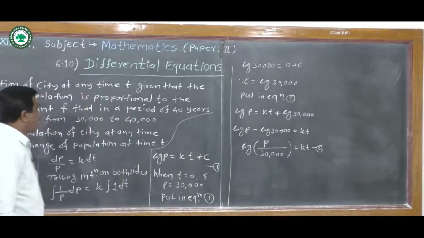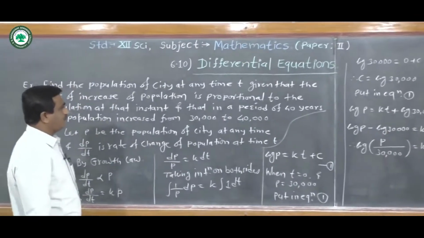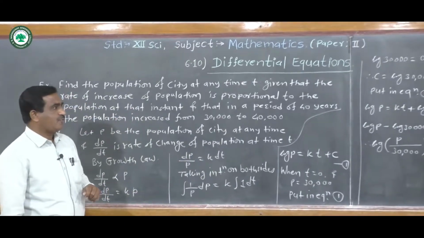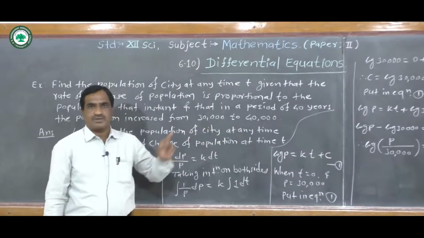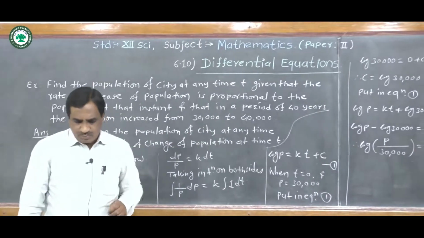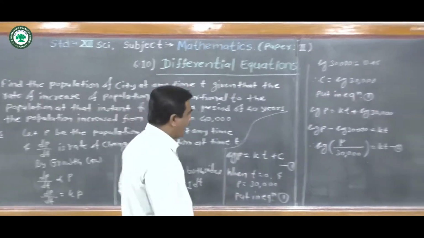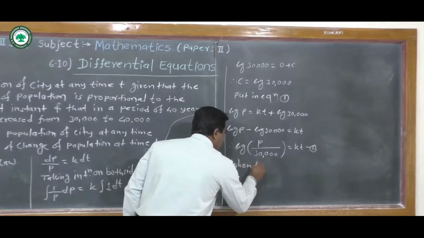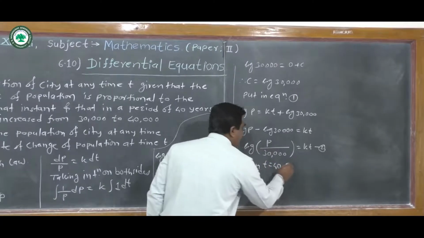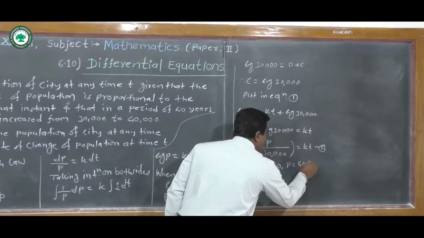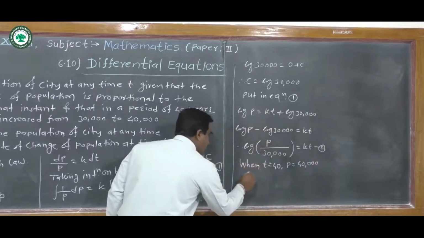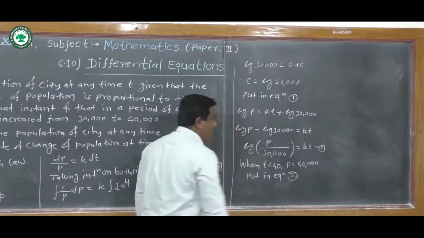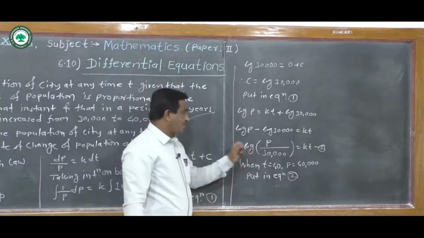Now we use the second condition, that is, population is increased from 30,000 to 40,000 in 40 years. That is, when t is equal to 40, P is equal to 40,000. Use this condition. When t equal to 40, P is equal to 40,000, put in equation second. That is, values of t and P put in equation second.